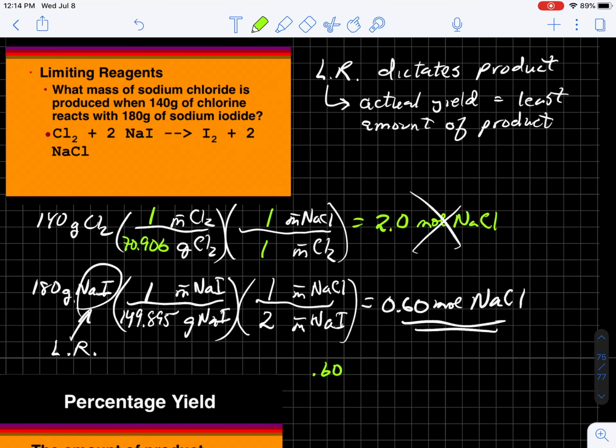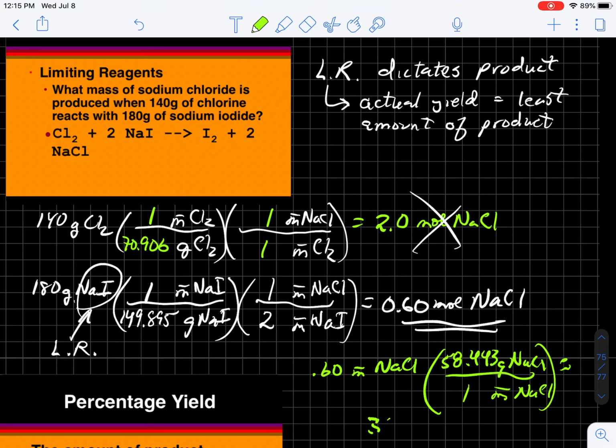Now they want the mass of the sodium chloride, and since I know the moles, I can convert. 0.60 moles of sodium chloride, and let's convert that. Look that up on the periodic table. 1 mole of sodium chloride gives us 22.990 plus 35.453, and we get 58.443 grams. And now we just multiply that by 0.6. So our yield is 35 grams of sodium chloride.